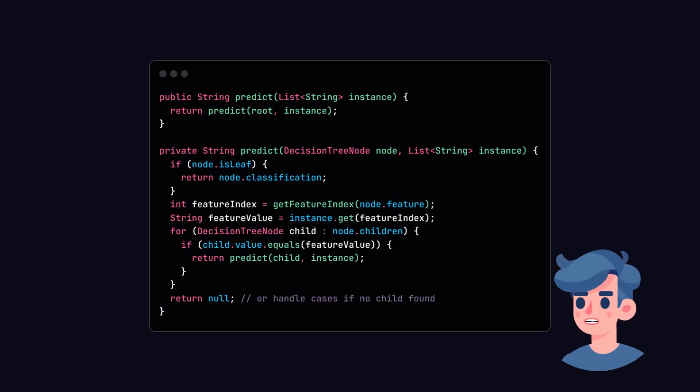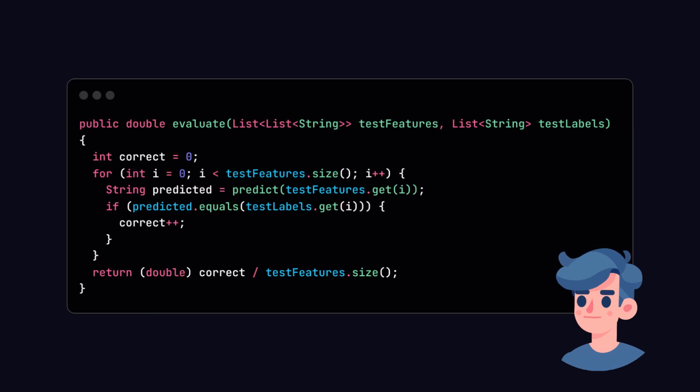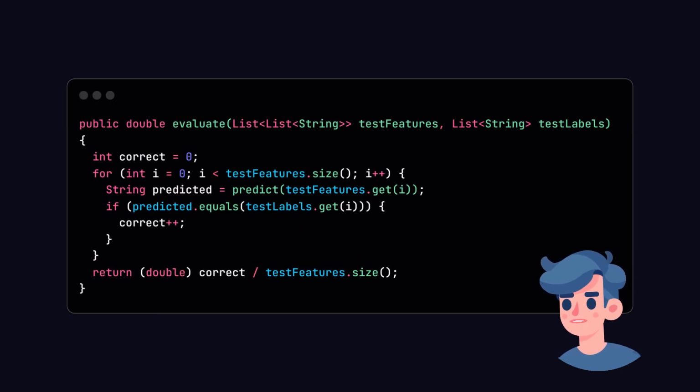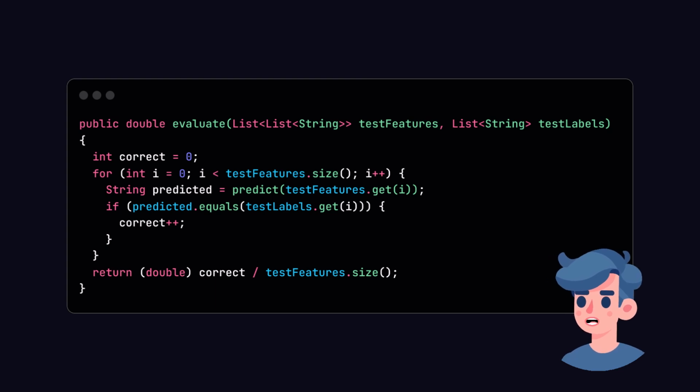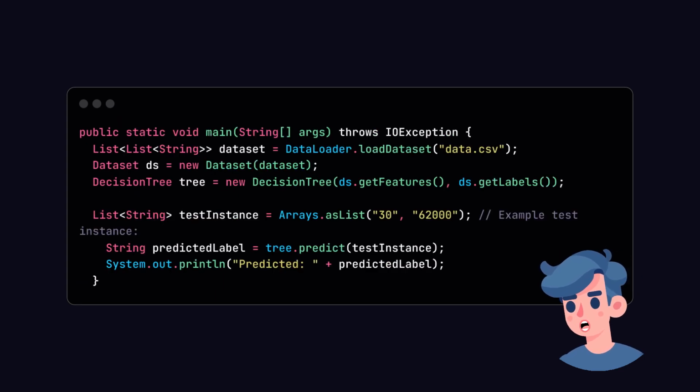The next thing we need is a way to make predictions with our tree. We will add a method in our decision tree class that traverses the tree based on the feature values of an input instance. Now that we have the capability of making predictions, we should also implement a small method to evaluate our decision tree model using metrics like accuracy or confusion matrix. This can be done with a simple evaluation framework. With the predictive capability and evaluation in place, we can now tie everything together in a main method. We will load our dataset, create a decision tree, and make predictions on a test set.